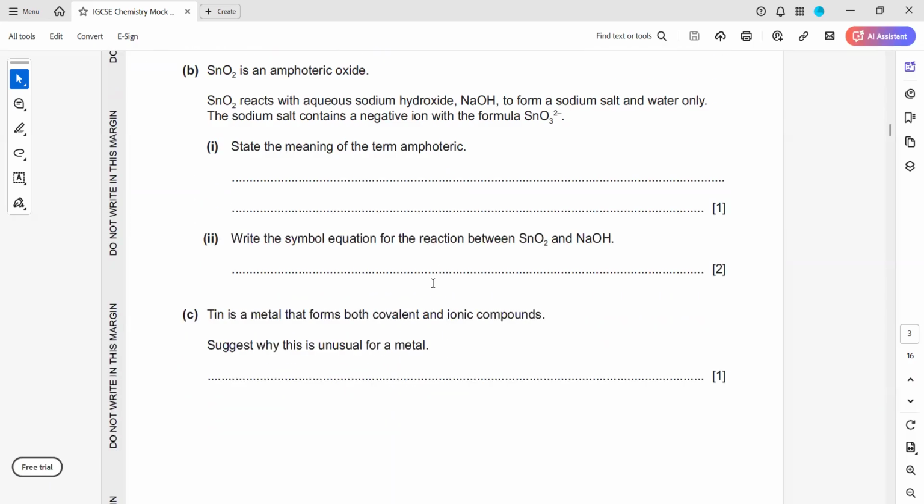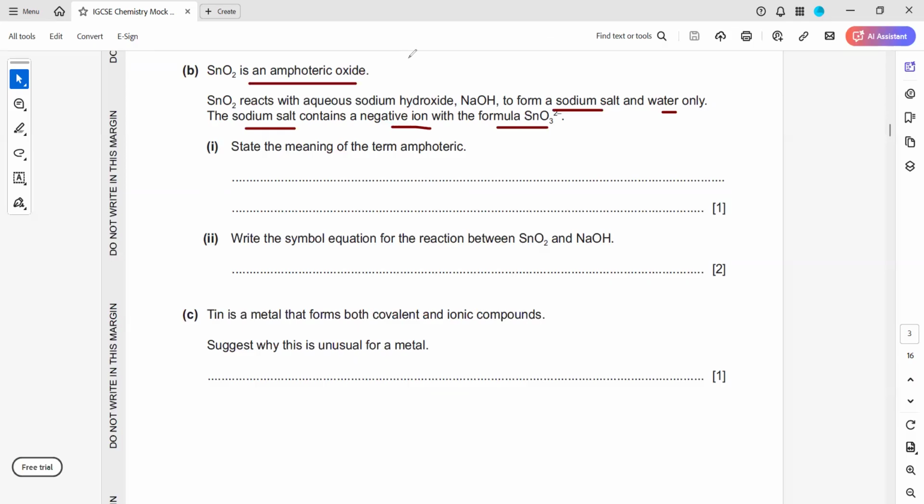Tin oxide is amphoteric. Amphoteric oxide means it can react with both acid and alkali. So tin oxide reacts with aqueous sodium hydroxide to form a salt and water only. The sodium salt contains a negative ion with the formula SnO3 with a charge of 2 minus.